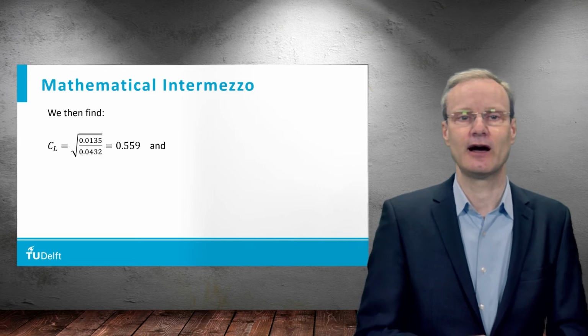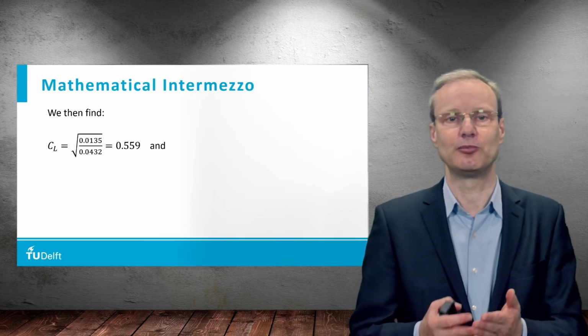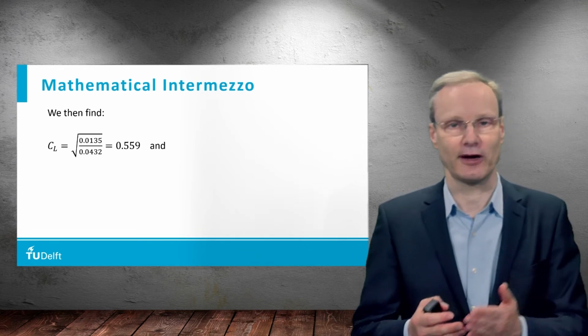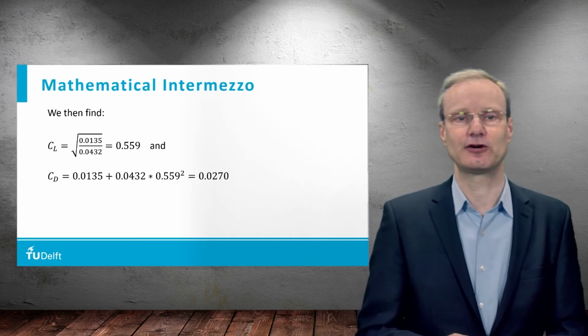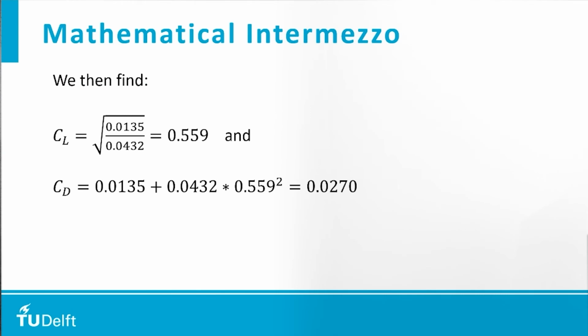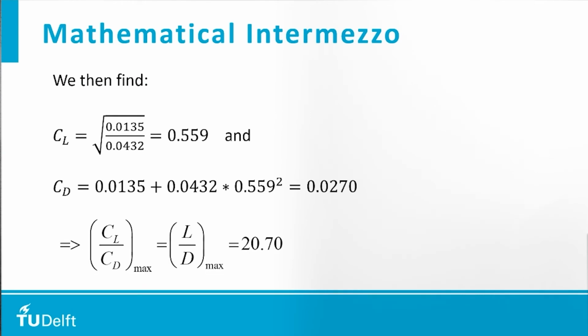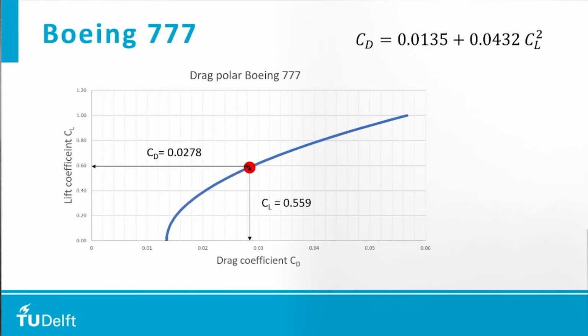If I do so, I find that my value for CL is 0.559, and plugging that value into the expression for the drag coefficient, I find that the value of my drag coefficient is 0.0270. Then I can divide the two, and I find my maximum value for CL over CD, and thus the maximum value for L over D, and it's 20.70, almost 21. That's to be expected because the aircraft has nice slender wings, so you expect a relatively high lift over drag ratio. Putting this in the graph, you see the following.